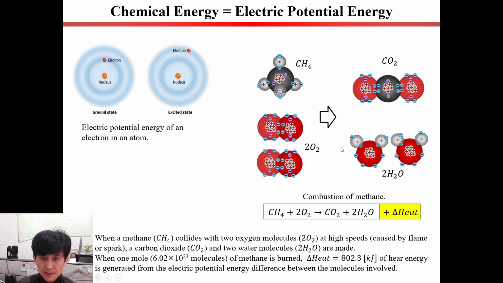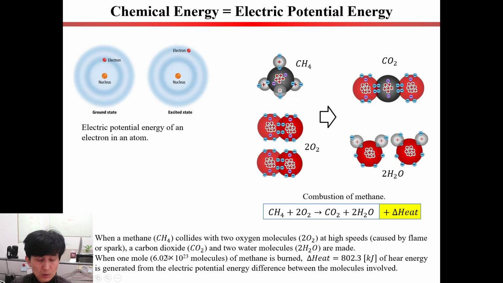And the second diagram here shows the rearrangement of electrons and protons within a nucleus before and after the combustion of methane. Methane is CH4, and if CH4 is combined with two oxygen molecules, 2O2, under a flame or spark, then it produces one carbon dioxide and two water molecules and a lot of heat.